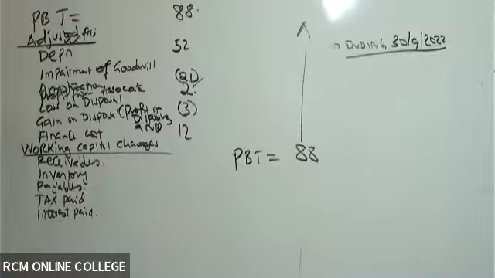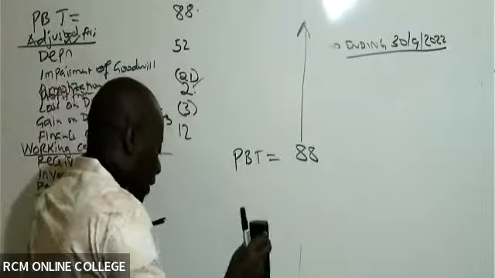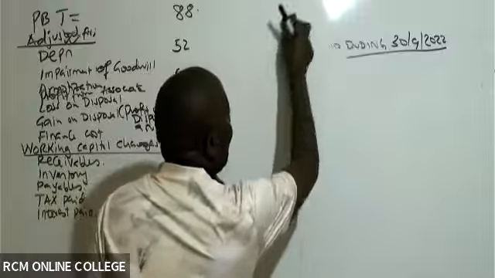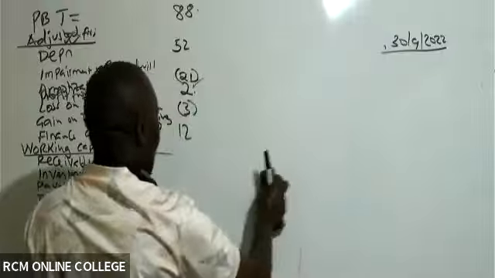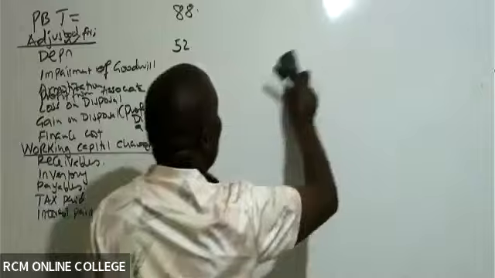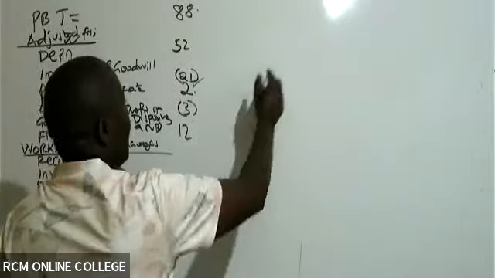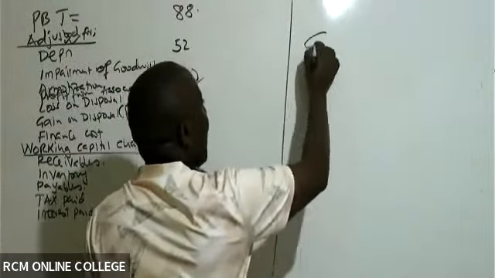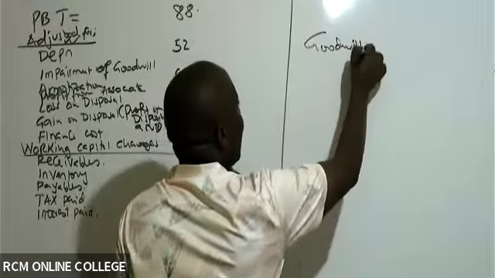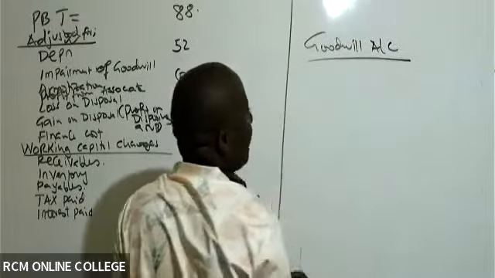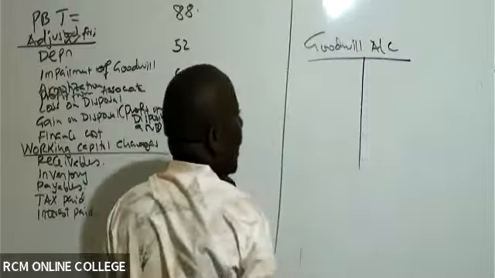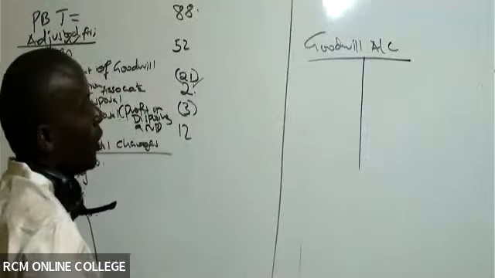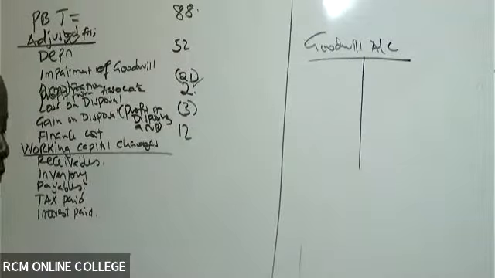From there, we shall be able to go to impairment of goodwill. Impairment of goodwill, you track the goodwill account. So if you wish, you can do the T accounts, but of course, as you get used to this, you shall avoid T accounts.